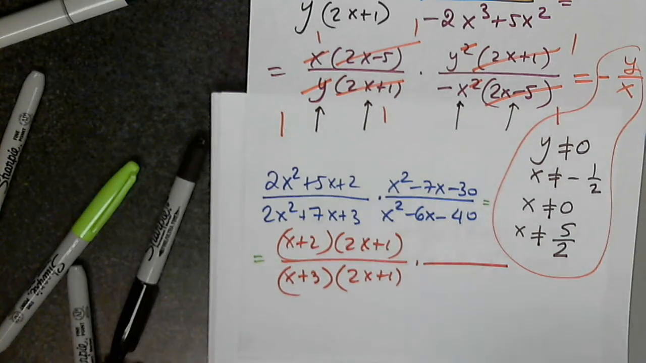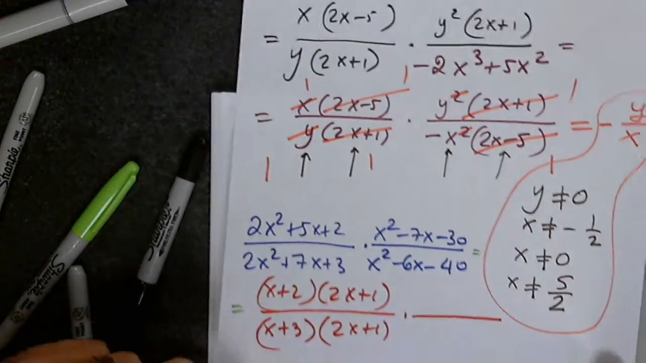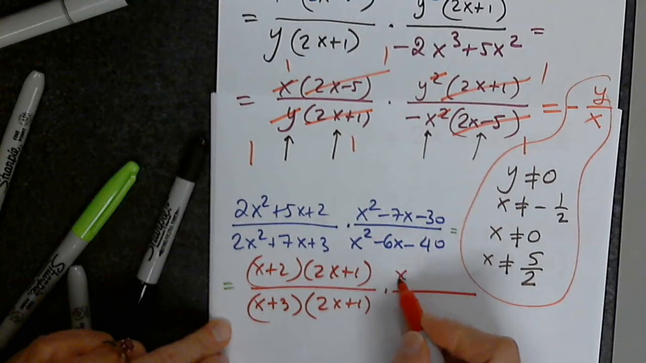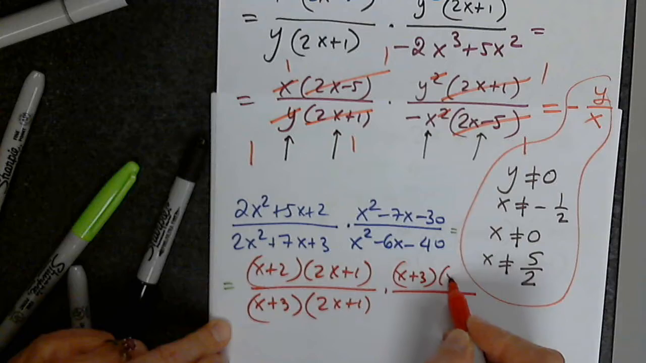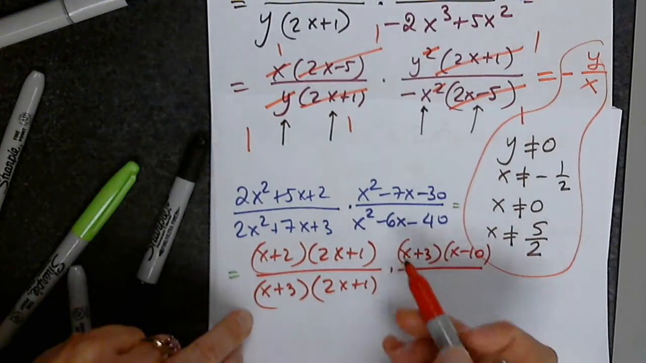Much easier because the leading coefficient is 1. I don't have to go through all these steps. What is it? x plus 3. Very good. Do you all agree with x plus 3 times x minus 10? And what about the denominator?